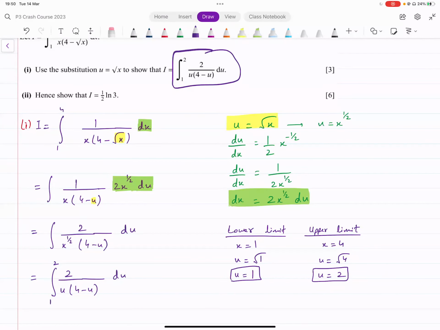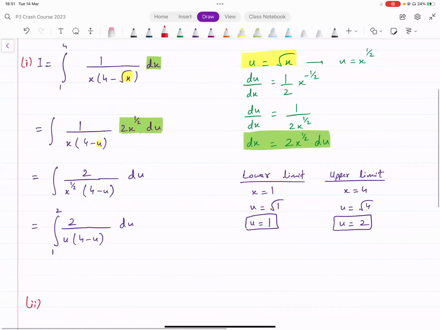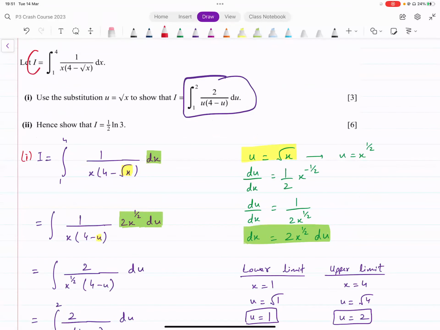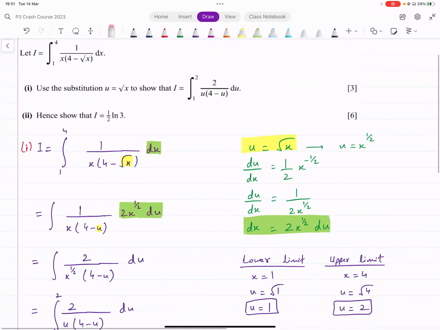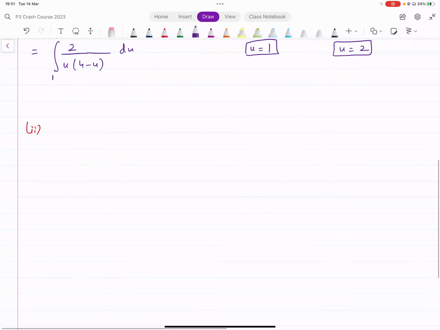Now in the next part, you just have to integrate this function. The next part is just about integration. It says, hence show that I, which means this integral, equals half ln 3. So now you have to do that integration and prove that once you input the limits, it turns out to be half ln 3. So now you need to think about how to integrate this function. I equals the integral of 2 over u into 4 minus u with respect to u.